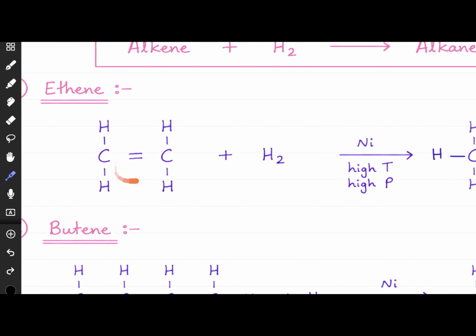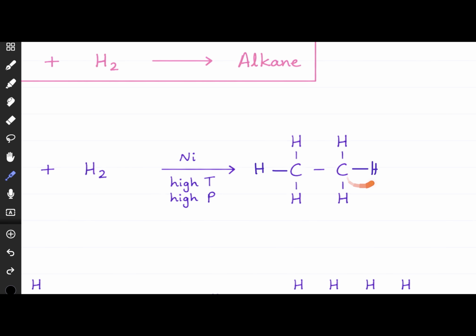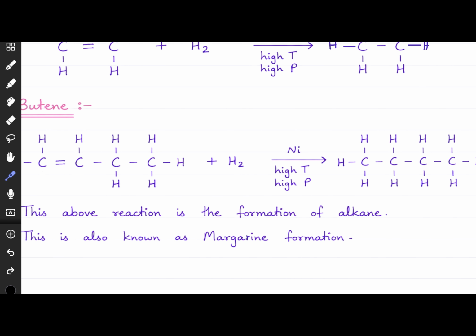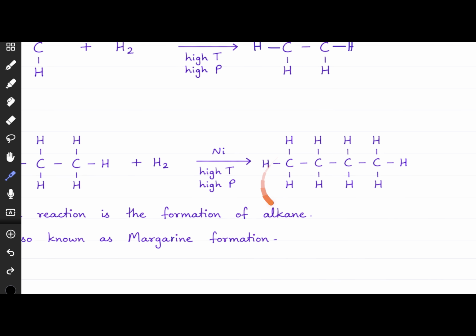And it also occurs at high temperature and high pressure, and the product here is ethane. The double bond here is broken down into these 2 single bonds right here with an addition of 2 H elements, forming ethane. The next example is of butene. The butene reacts with hydrogen in the presence of nickel, high temperature and high pressure to form butane.